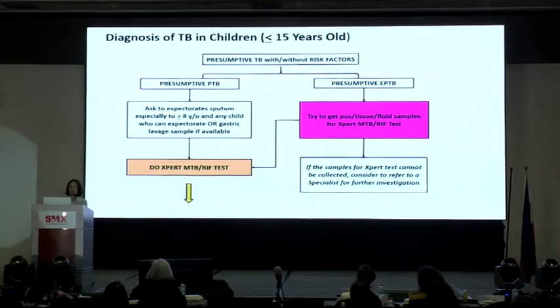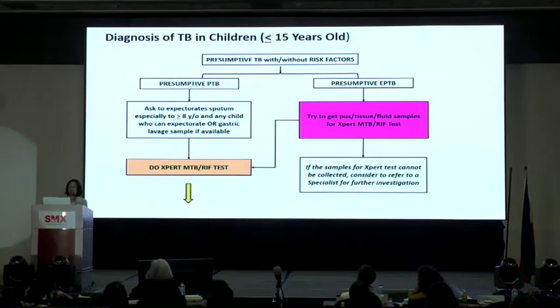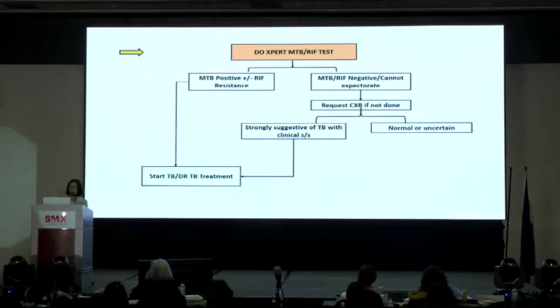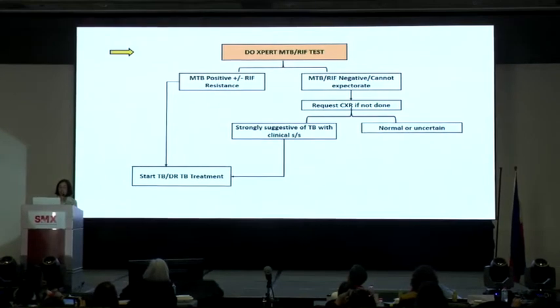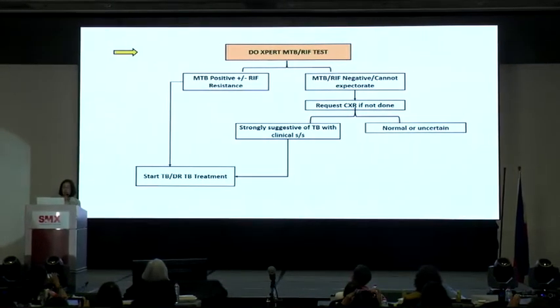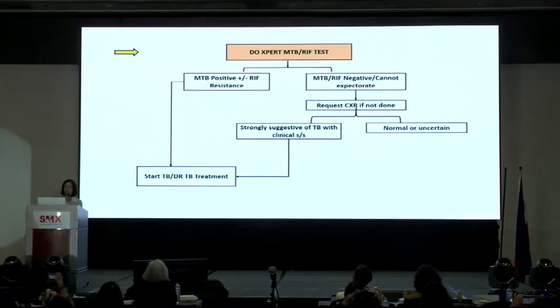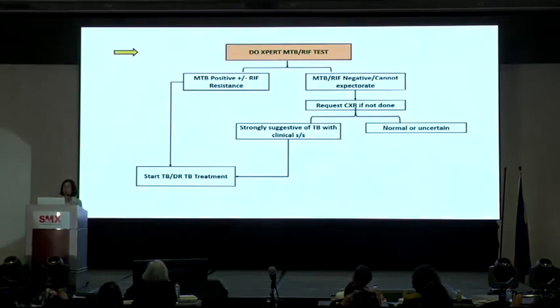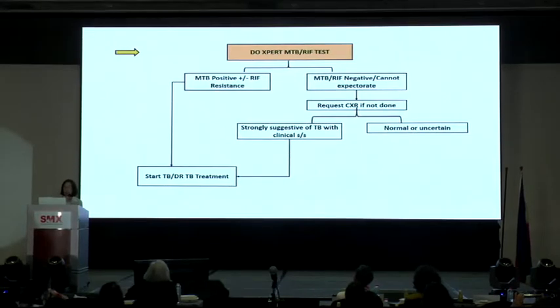Then if they are presumptive TB and they can expectorate, then we will also do expert testing. If it is positive for TB or for rifampicin resistance, then we will start the treatment. If it is negative, then we'll request for chest x-ray. Then if it is suggestive of TB, we will start the treatment, as these are the clinically diagnosed TB cases.